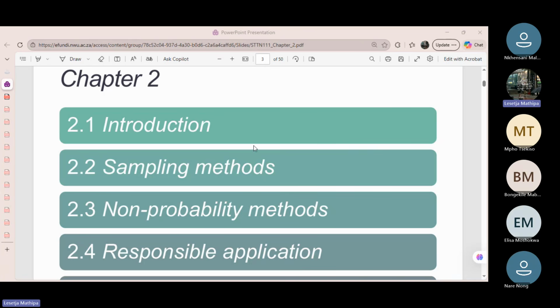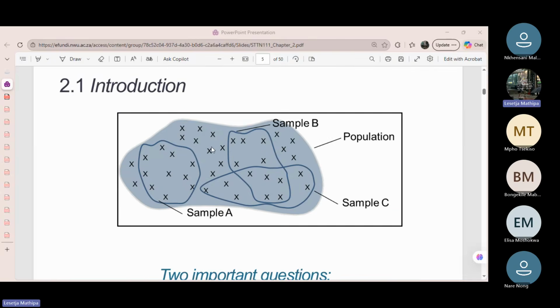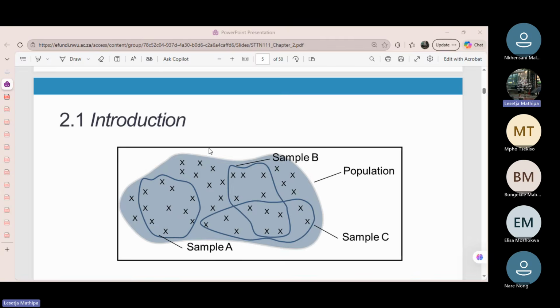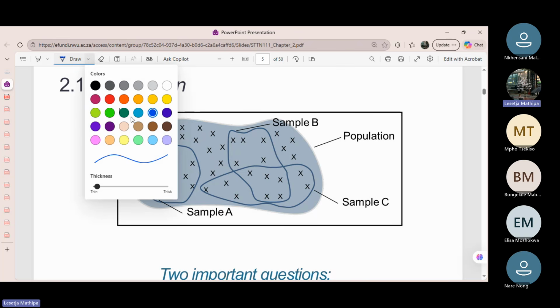Okay, so let's start with the sampling methods. But before we start with the sampling methods, we can look at the introduction. For chapter two, basically, we'll be dealing with our population size, the sample size, and the stratum size.